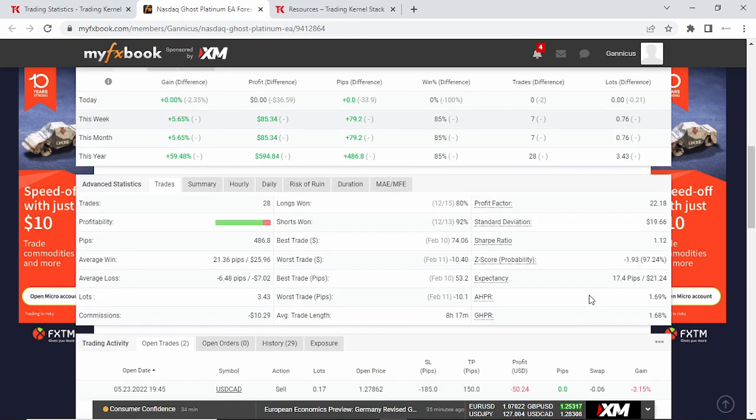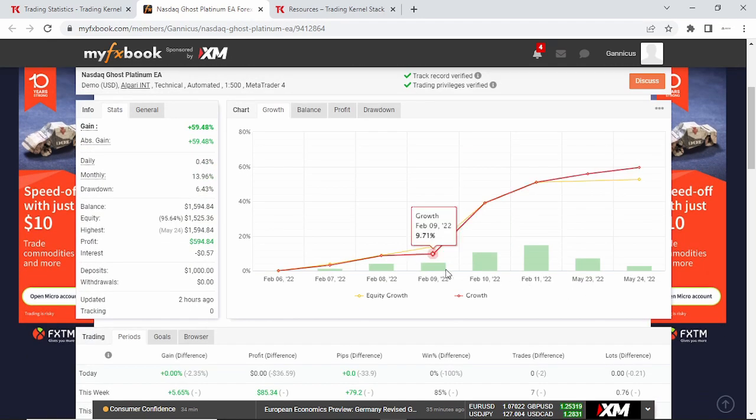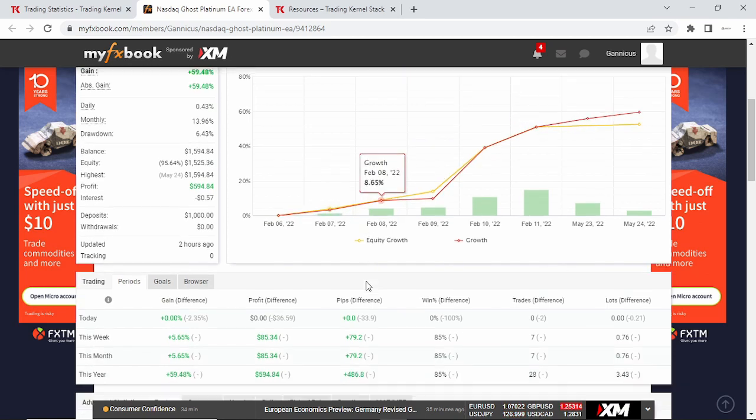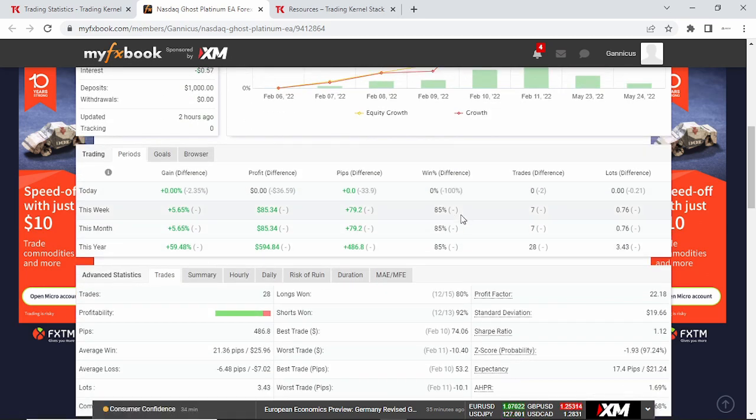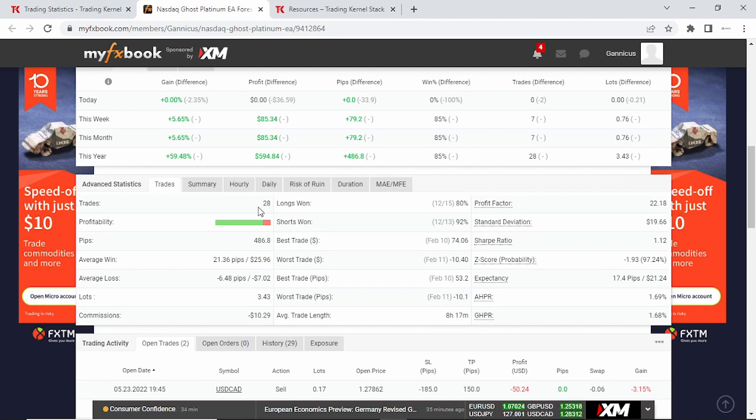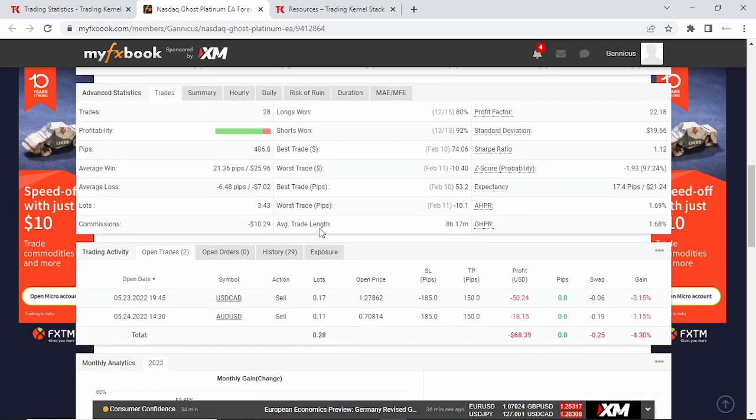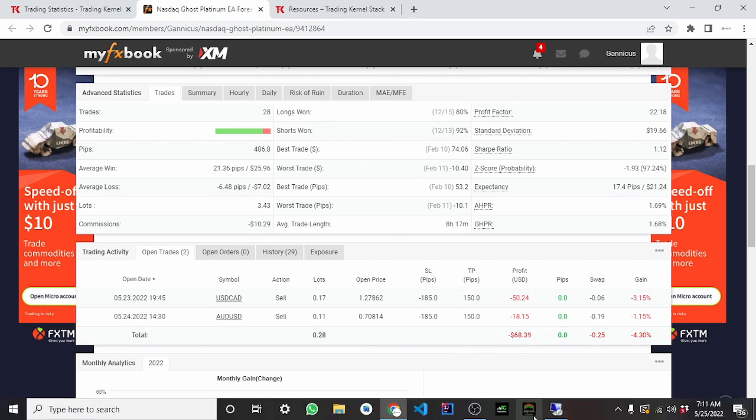So this is version 2. We started with version 1, but now we've migrated to version 2 of the NASDAQ. You can see the profit. In total we have about 28 trades, and the average win is about $25 per trade, which is 21.36 pips. So I'm just going to show you guys this right now.